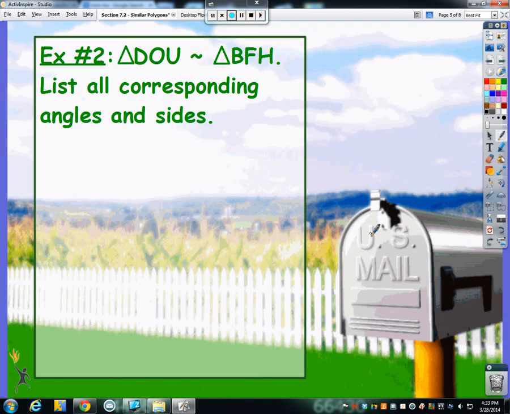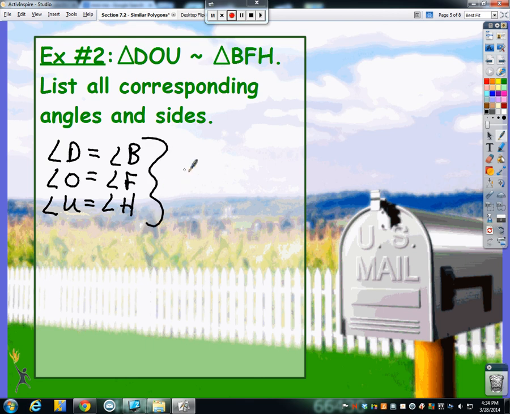Second example, same thing except we don't have a picture and we don't have numbers to check. So this is going to be purely all non-numerical stuff going on here. The angles, again, will be the easiest part. And so, if I went angle D, O, and U for the first triangle, I know they all have to match up with the 3 angles in the same order that I did the first triangle, B, F, and H. So there's all my angles.